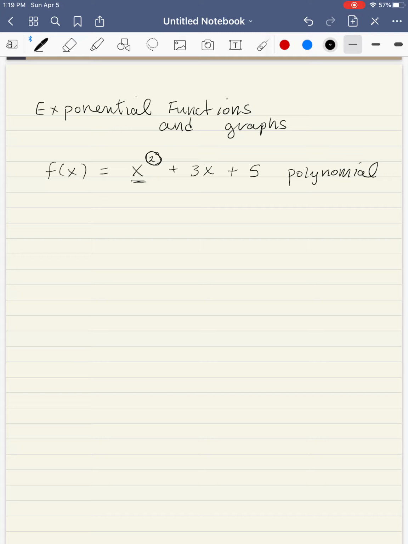And what we're going to look at starting with this lesson is if we have some other number, a, and then the x is the exponent. So the base, a, has to be some number that's positive and not equal to 1. And we'll see why that is in just a few minutes. So the x is the exponent. And that's why that's called an exponential function.